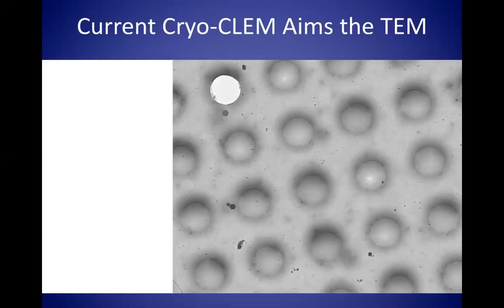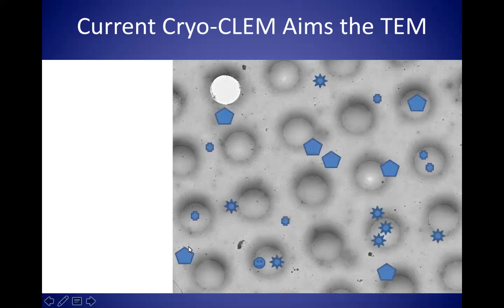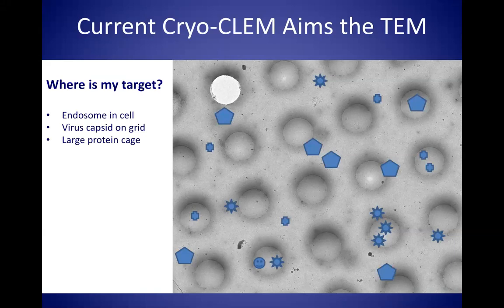Historically, Cryo-CLEM has had one goal, which is to aim the more powerful transmission electron microscope. And so if this is my grid, I have a heterogeneous environment. So this could be a eukaryotic cell, prokaryotic cell, a mixture of proteins, really anything at all that you can freeze onto a grid. And the question is simply, where is my target? And historically, these have been larger targets, things like endosomes or large protein cages inside of eukaryotic cells, or virus capsids purified on grids. And the goal here is simply, if I'm looking for the smiley face, how do I find it if my field of view is only about 1 micron squared?